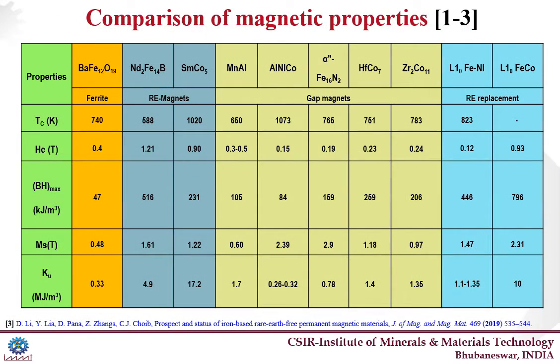The research in permanent magnetic materials is divided into three parts. First is to decrease the content of rare earth elements in the rare earth magnets. Second is to find a gap magnet to fill the BHmax gap between the hard ferrites and rare earth magnets. And the third is to replace the rare earth magnets with different materials like L10 FeNi and FeCo. We are concerned with L10 FeNi.